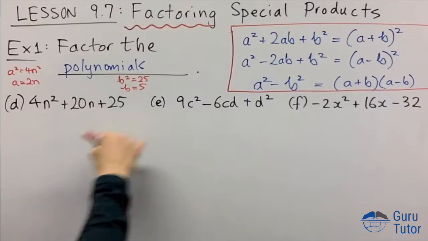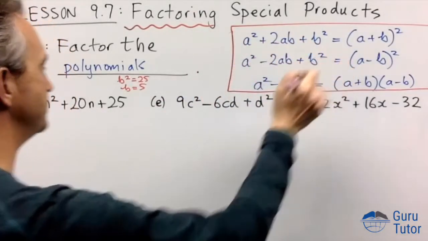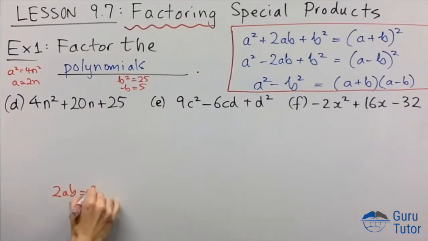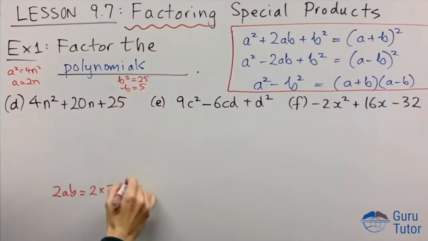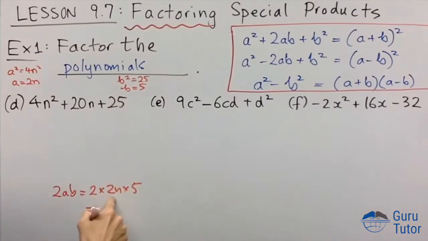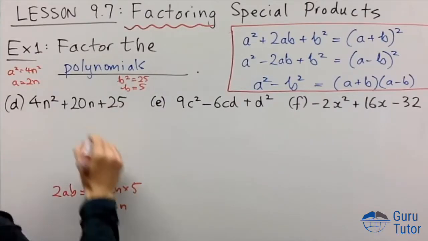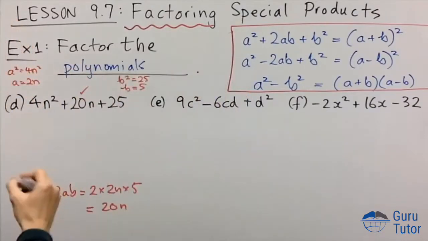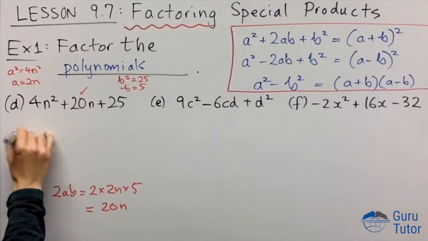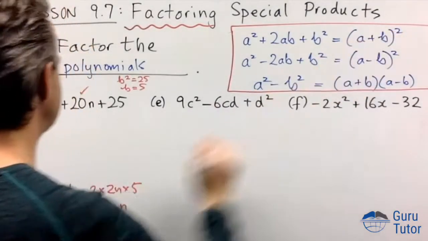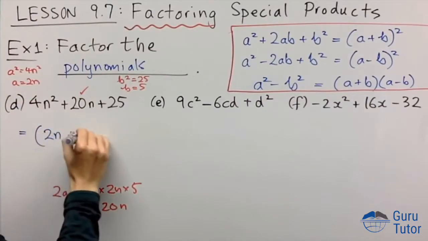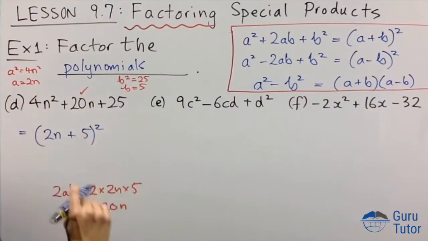And is this actually a squared plus 2ab plus b squared? Let's check that that works. 2ab would be 2 times a, 2n times b, which is 5. 2 2s are 4, 4 5s are 20n, and that's what we have there. Yes, so this is a special product factorization here. So this factors to a plus b all squared. A is 2n plus 5 all squared.